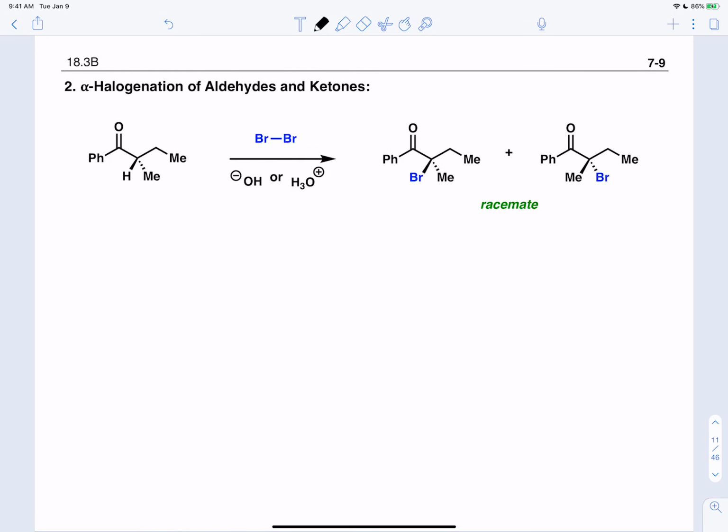So while that is perhaps a bit mundane, we can actually start to introduce new groups using these reactive enolates, particularly with different types of electrophiles. So the first electrophile we're going to see here is bromine. And we see that we can actually introduce the bromine in this alpha position. And if we started with a chiral starting material, we would end up with a racemic mixture. So we're going to have the same process where hydroxide will deprotonate the alpha hydrogen. We'll go to make our enolate.